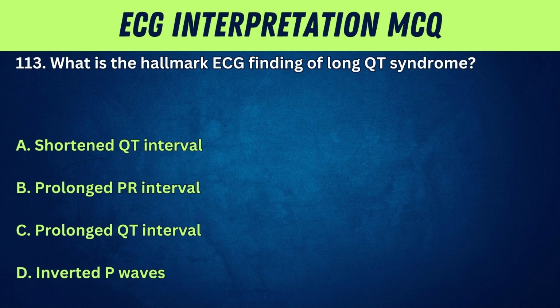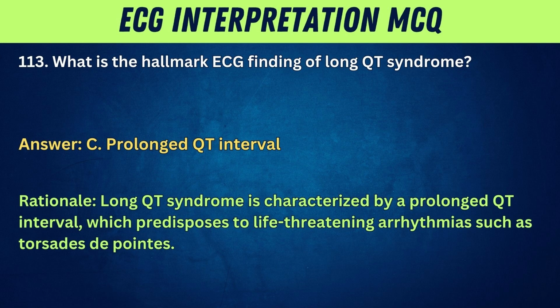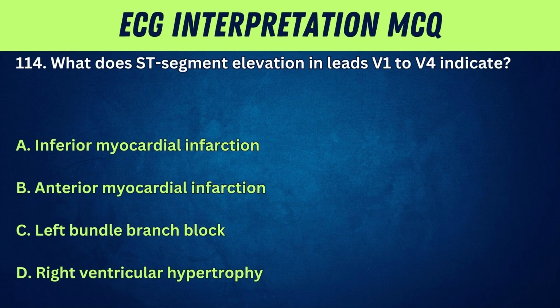B. Prolonged PR interval. C. Prolonged QT interval. D. Inverted P waves. Answer: C. Prolonged QT interval, rationale. Long QT syndrome is characterized by a prolonged QT interval, which predisposes to life-threatening arrhythmias such as torsades de pointes.